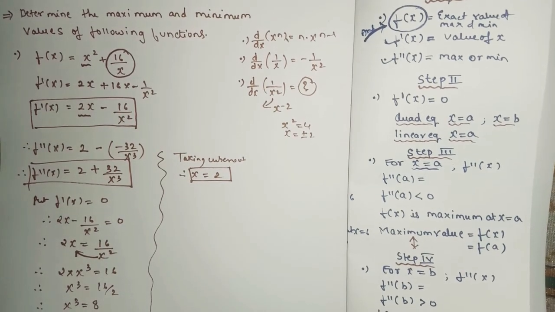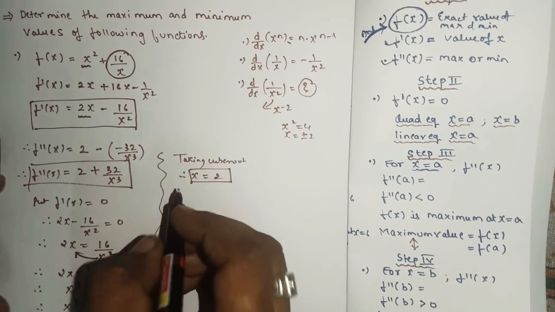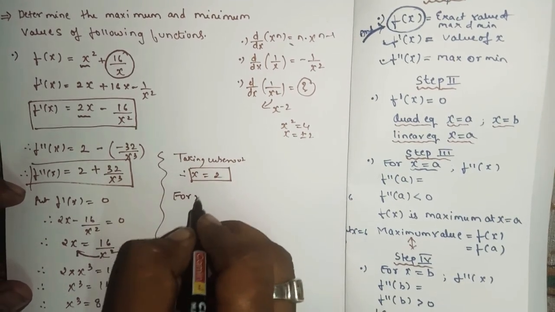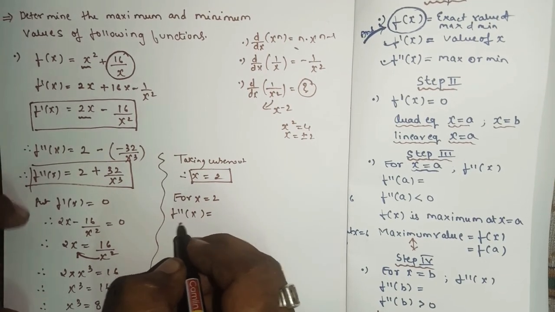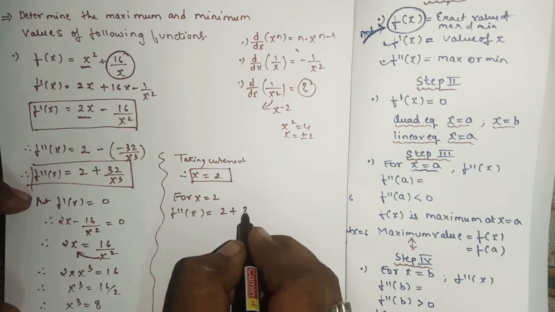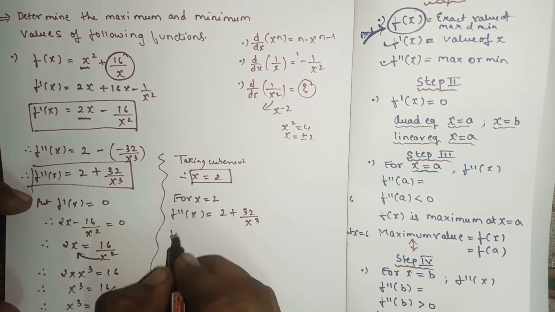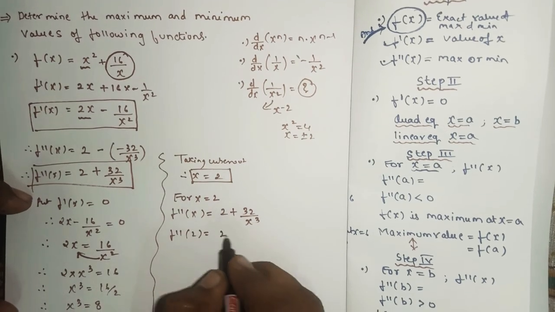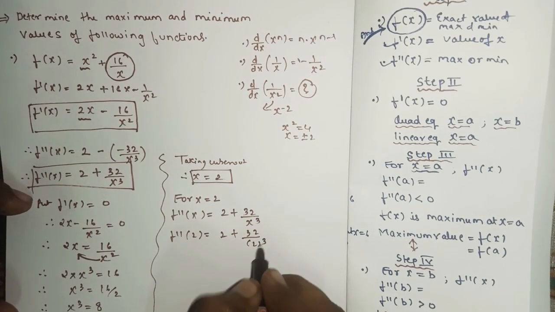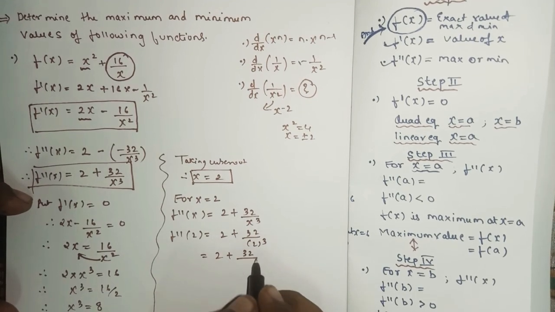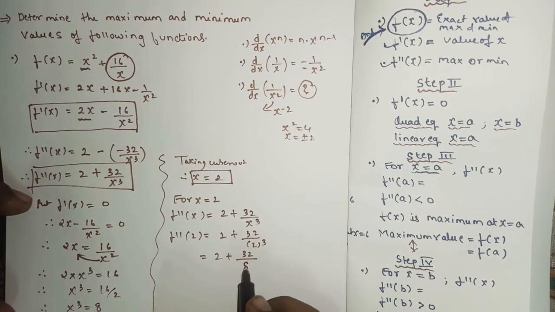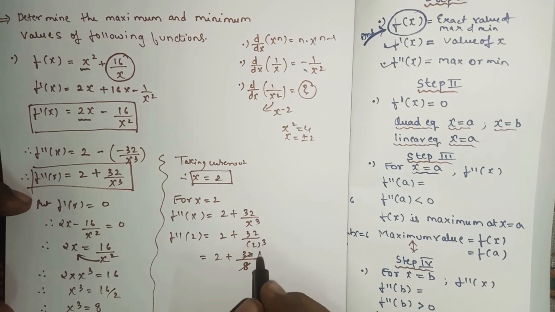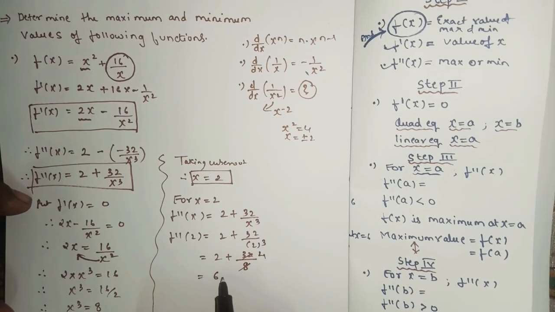Now we'll check whether it is maxima or minima. What we have to do is substitute the value x equals to 2 in the second derivative. So what is the second derivative? That is 2 plus 32 upon x cube. We replace x by 2, so 2 plus 32 upon 2 cube. 2 cube is 8, and 8 fours are 32, so 32 by 8 is 4. So 2 plus 4 is 6, and 6 is greater than 0. Yes or no?